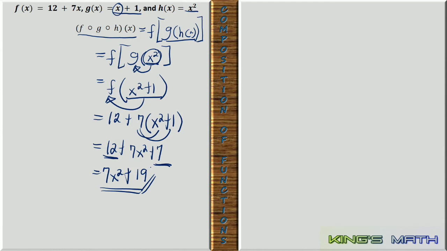Again, in composition of functions, we're going to substitute, for example, for this one, we're going to substitute h to g, and then we're going to substitute this one to f, and then simplify. Or if we have here only two functions like f composed with g of x, this means that we're going to substitute the second function to the first function. And that's all.